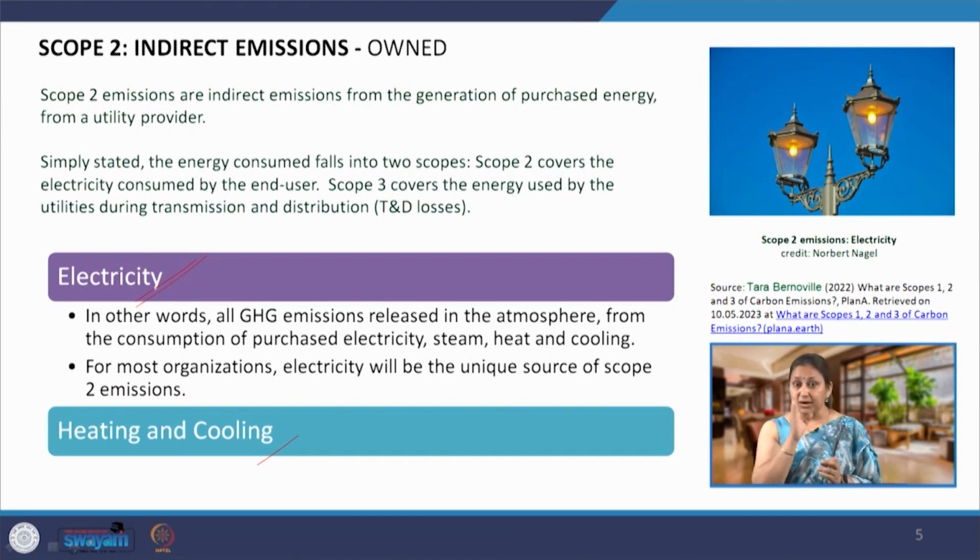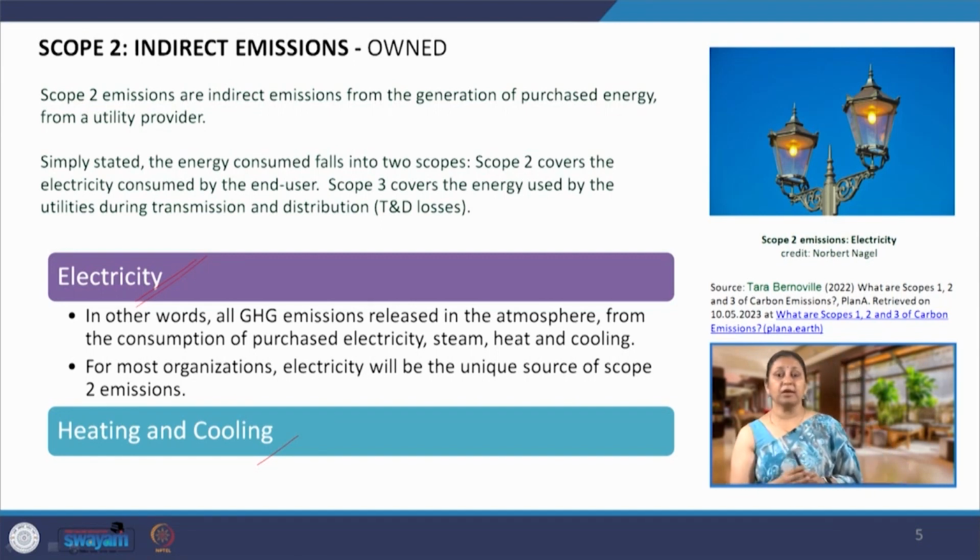But all these are indirect emissions which are not happening within my organizational boundary. The electricity that is consumed within my organizational boundary comes with an emission factor, which is my indirect emission. And the same is true for heating and cooling.